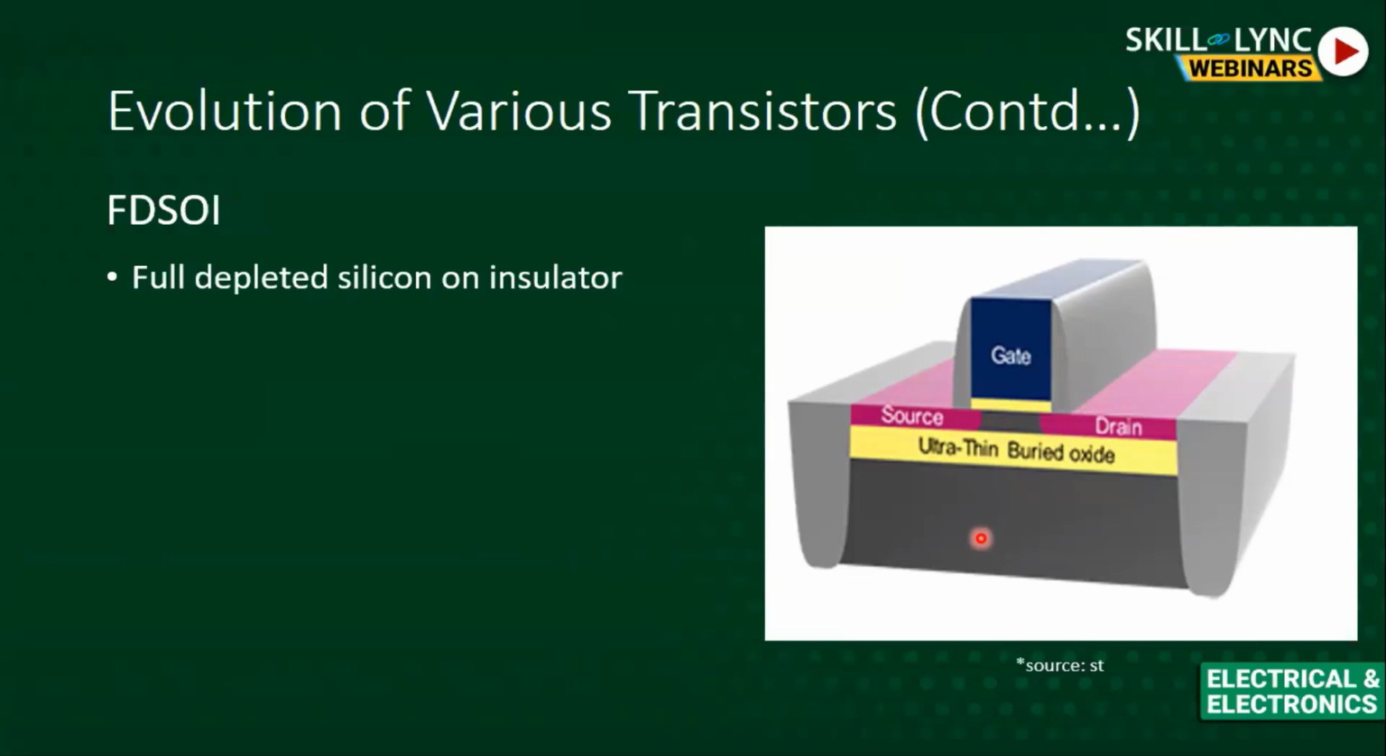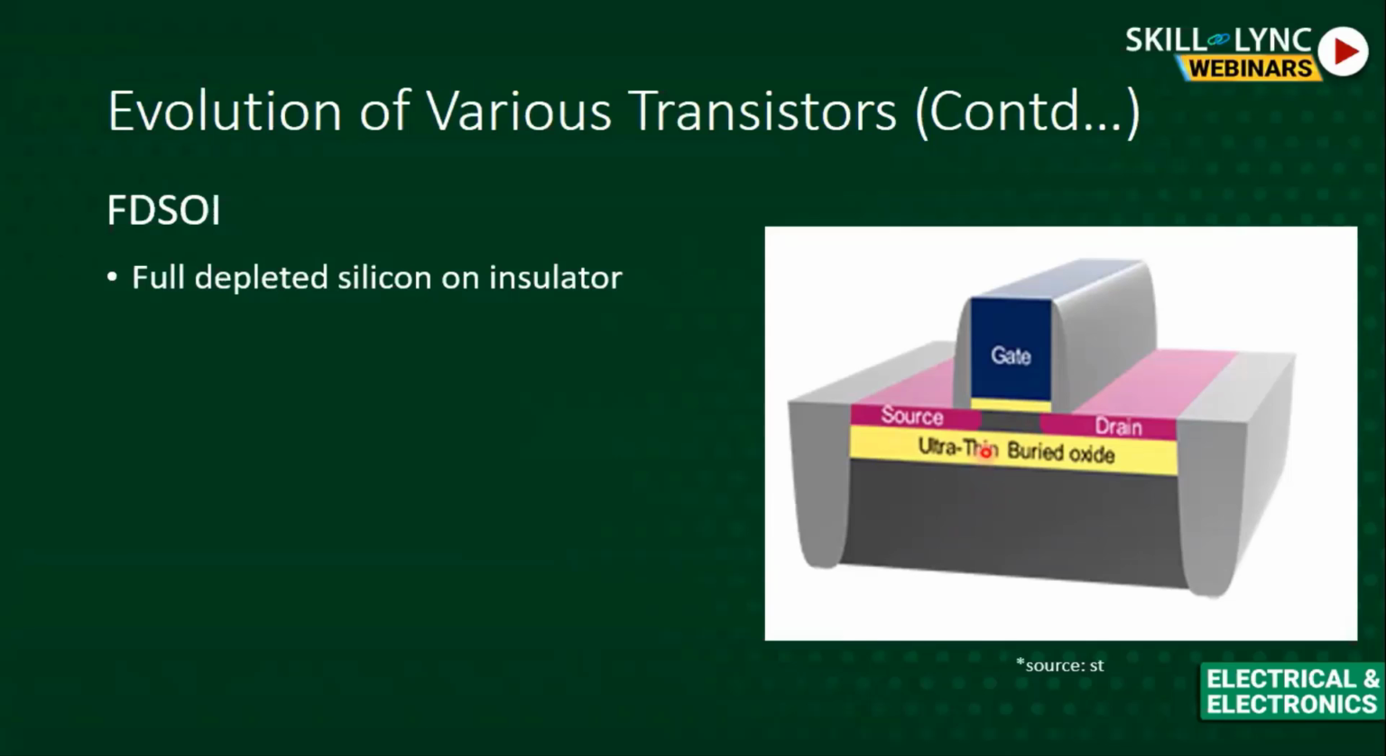So it's like plain substrate. There is no doping done on this particular one. That means it's very, very thin, so we don't need any extra dopants over here. That means it's fully depleted silicon on insulator.